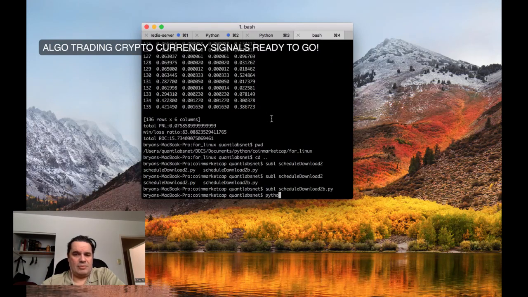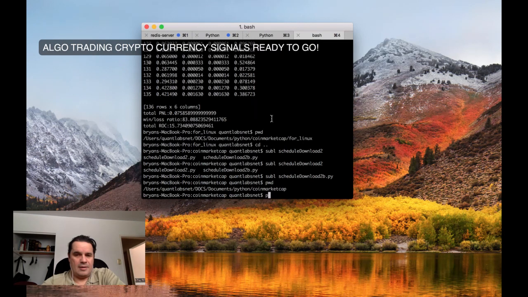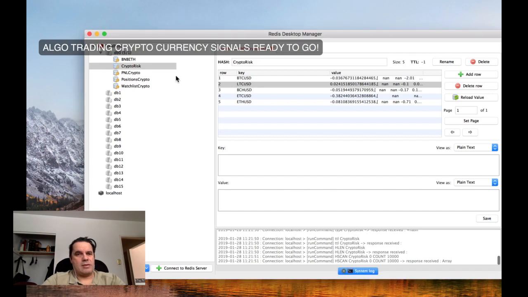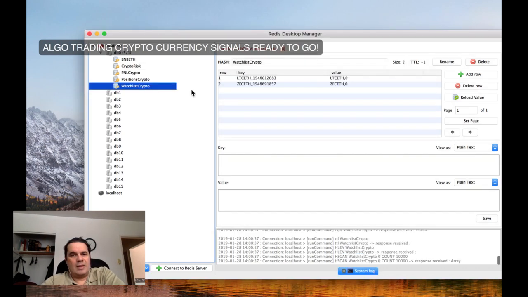Let me just see what's going on. Okay. All right. So what we're going to do is, this is since Friday, this report. You can clearly see it was up 15.73%, 83.08 win ratio. On top of that, even on my watch list, like Litecoin and ZCash have been doing really well. I'll show those in a minute.